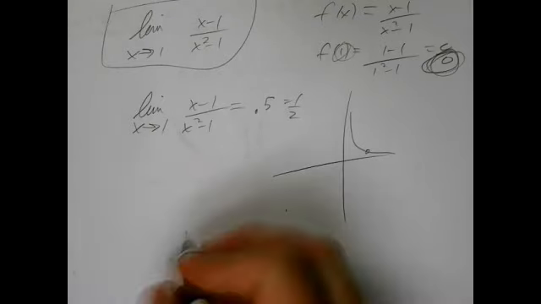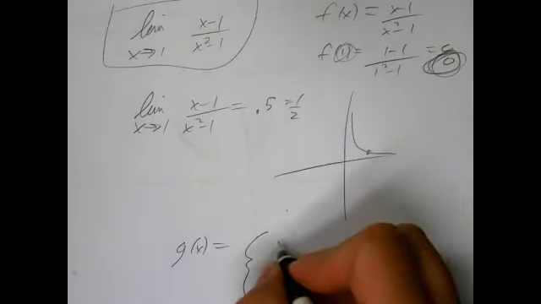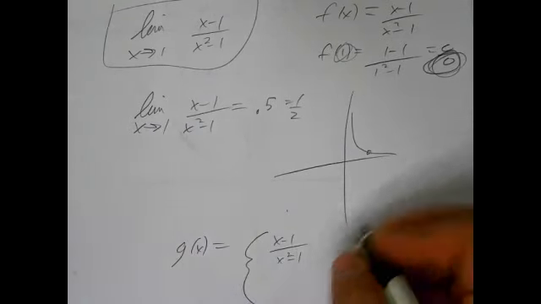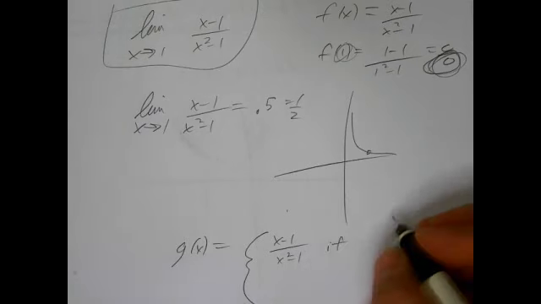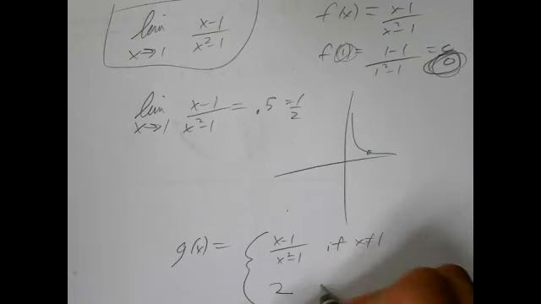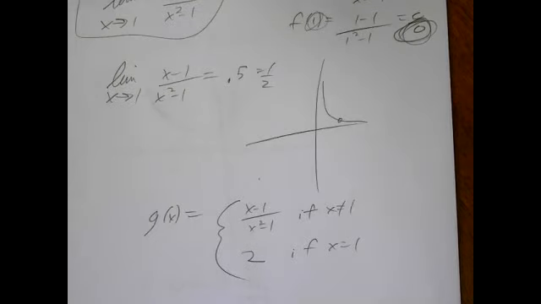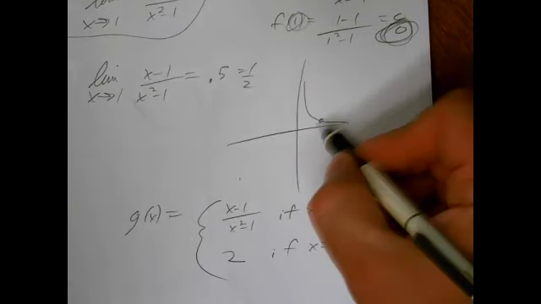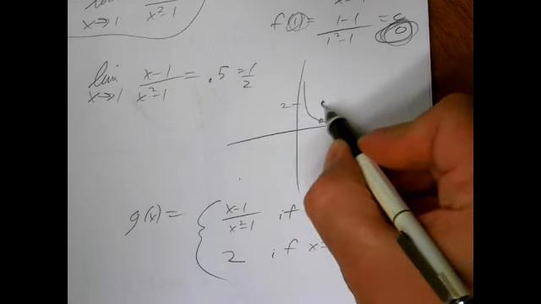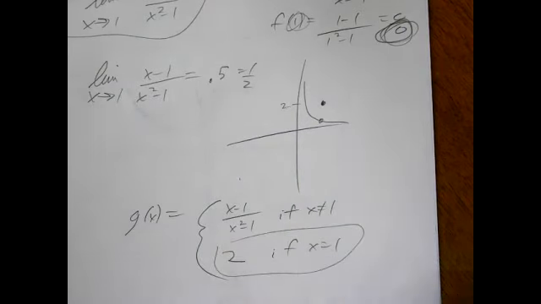As a matter of fact, I could define a g of x as follows. I'm going to let g of x equal (x minus 1) over (x squared minus 1), and that's what g of x is going to be if x isn't equal to 1. And I'm going to let it equal 2 if x equals 1. So I've just defined a brand new function. What would that function look like? It would look like this one. It would have a hole right here, but up here at 2, this piece of the definition puts a point up there.